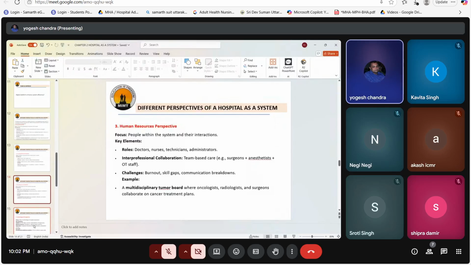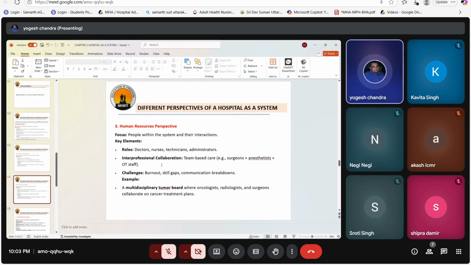If you see the human resource perspective, here we see the key elements. What are the key elements? Doctors, nurses, technicians, and all that. And interpersonal collaboration is there: surgeon, anesthetist, and OT staff. Unless these three work together, the system will not work. They have to work together. Without the anesthetist, the surgeon can't do any operation, and without OT staff, even the anesthetist and surgeon both cannot operate. That is an important thing.